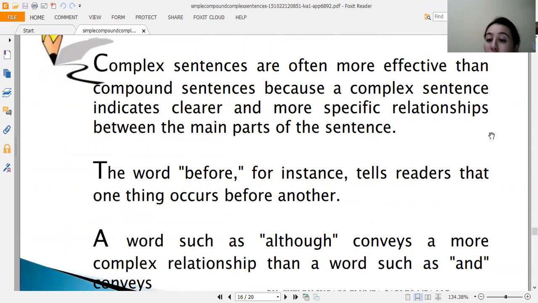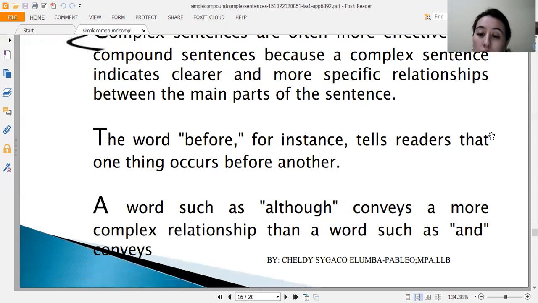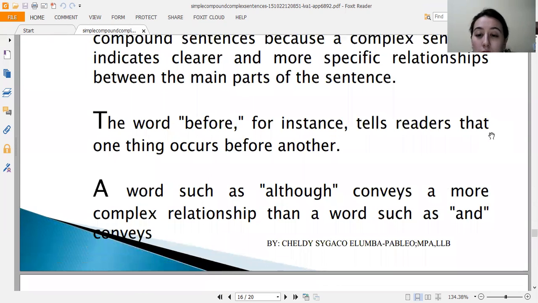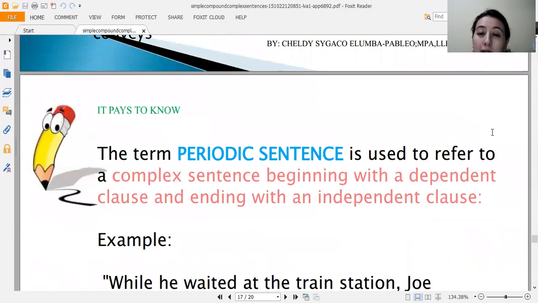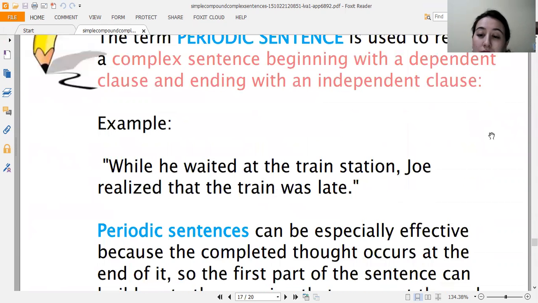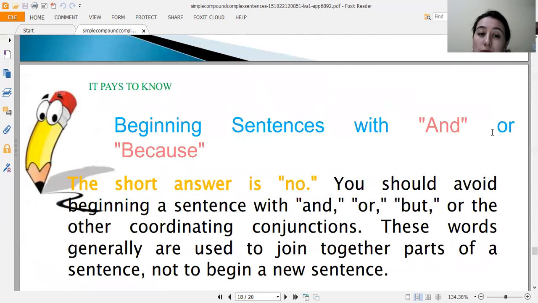The word before tells readers that one thing occurs before another. So conjunctions play main roles here: they show more detailed, more informative relationships. Or the word although conveys a more complex relationship than words such as and.